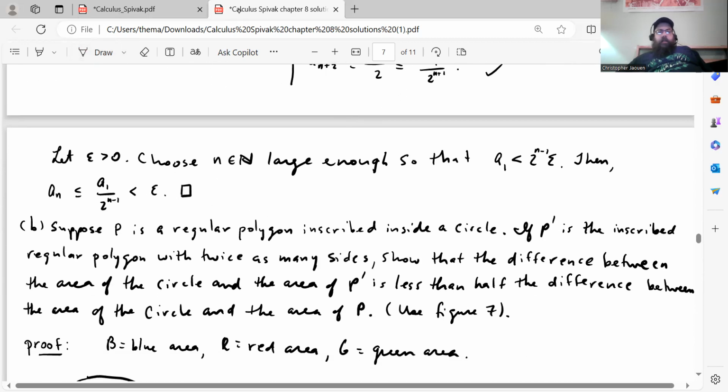Okay, so using that lemma, let epsilon be greater than 0. Choose n in the natural numbers large enough so that a1 is less than 2 to the n minus 1 times epsilon. Then a(n) is less than or equal to a1 over 2 to the n minus 1, which is less than epsilon.